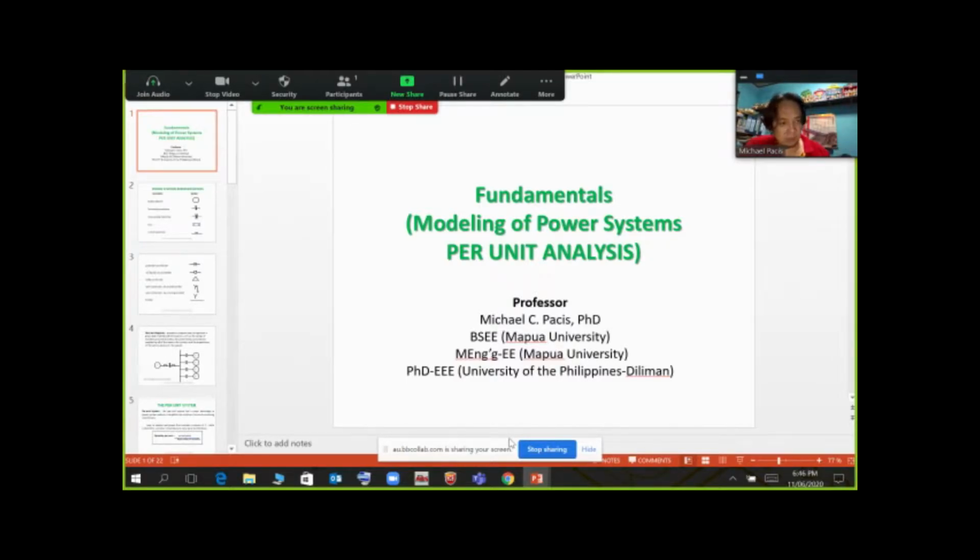In this discussion, we will discuss how you will model a certain power system that is composed of transformers, connection of transformers, and we can model a power system as a single phase or three phase system.